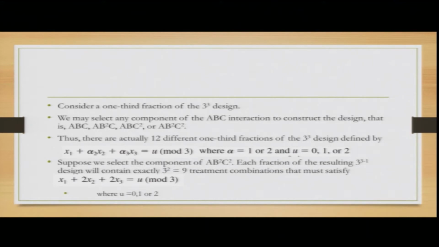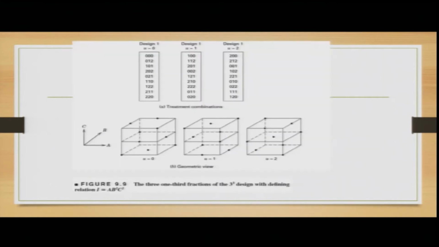Suppose we select the component of A, B square, C square, each fraction of the resulting 3 to the power 3 minus 1 design will contain 9 treatment combinations, thus must satisfy the equation x1 plus 2x2 plus 2x3 is equal to u, and that was at the mod 3 level. So, you had basically 3 blocks.